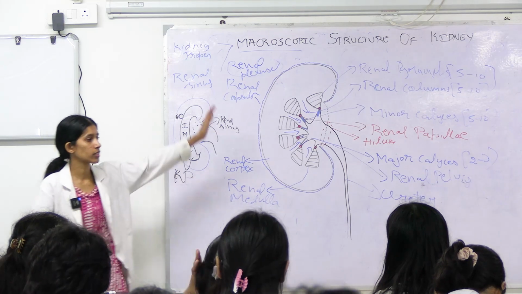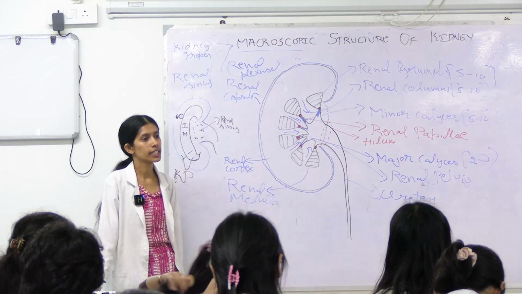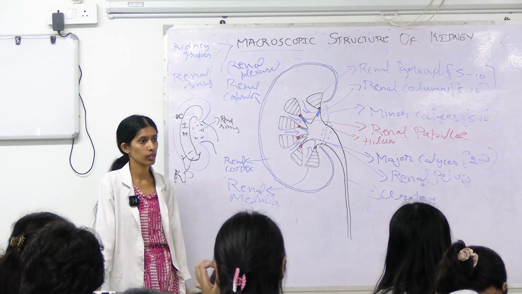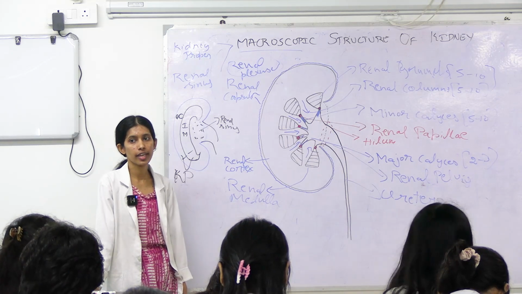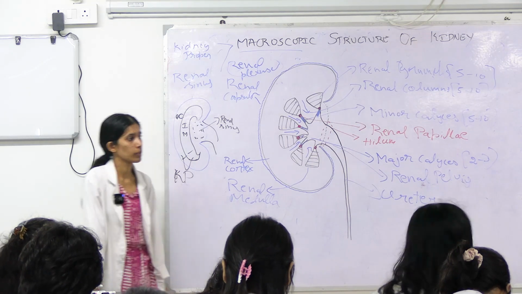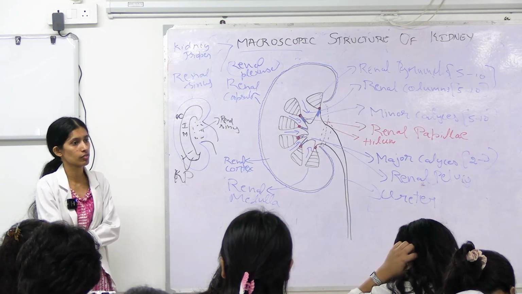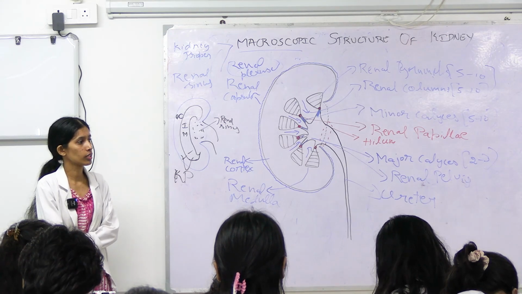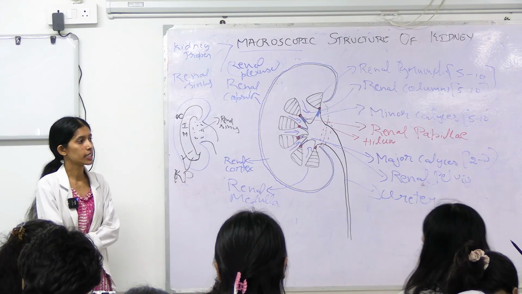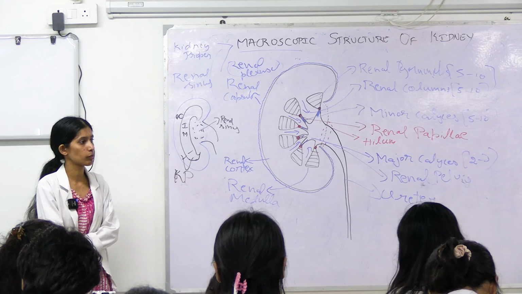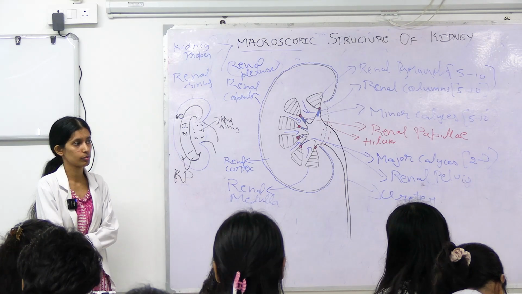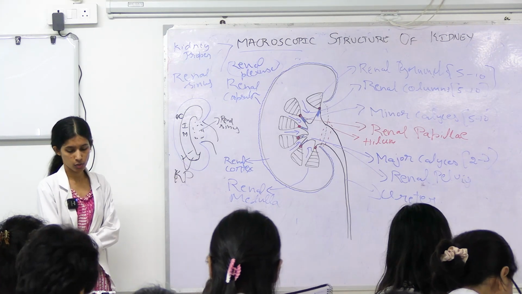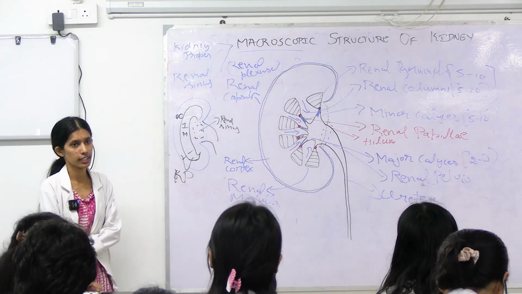So for the renal plexus, the nerves are derived from T10 to L1, okay, and also from the vagus nerve. Both sympathetic and parasympathetic fibers supply the kidney. So the nerves are derived from T10 to L1 spinal segments followed by the vagus nerve. Okay. So this is all about the kidney. Any doubts?